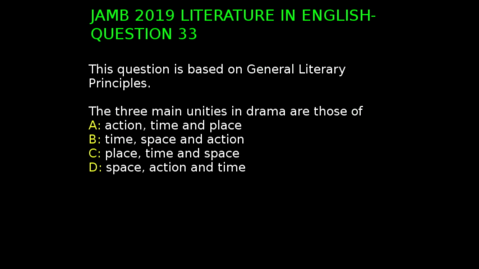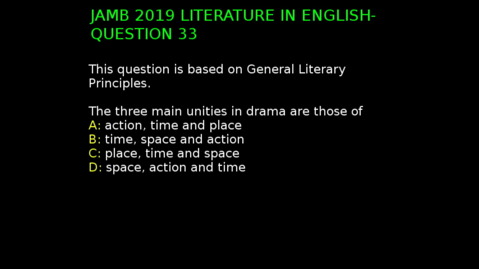JAMB 2019 Literature in English question 33. This question is based on general literary principles. The three main unities in drama are those of. The options given are A. Action, time, and place, B. Time, space, and action, C. Place, time, and space, and D. Space, action, and time. The correct answer to this question is A.